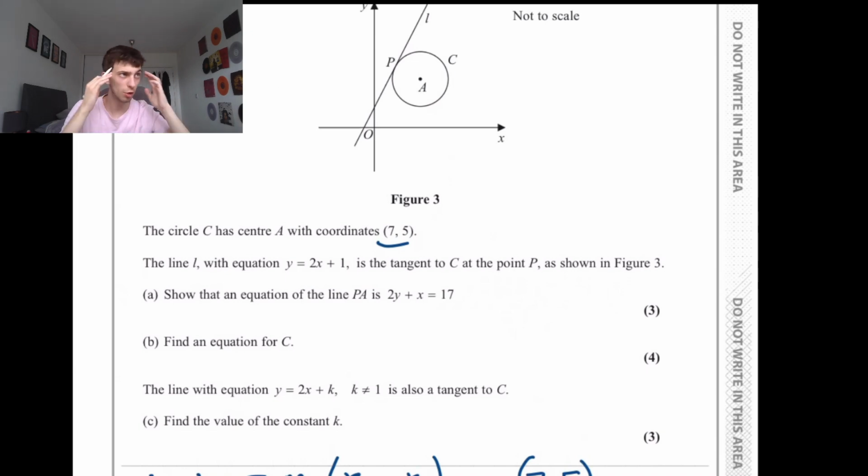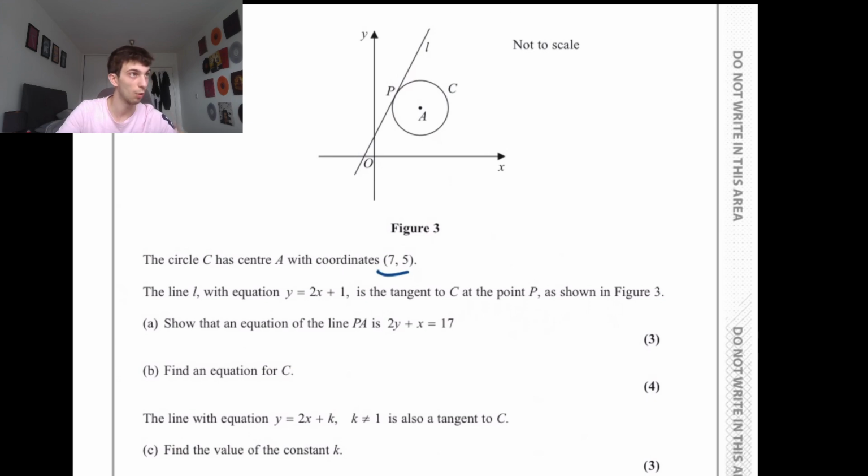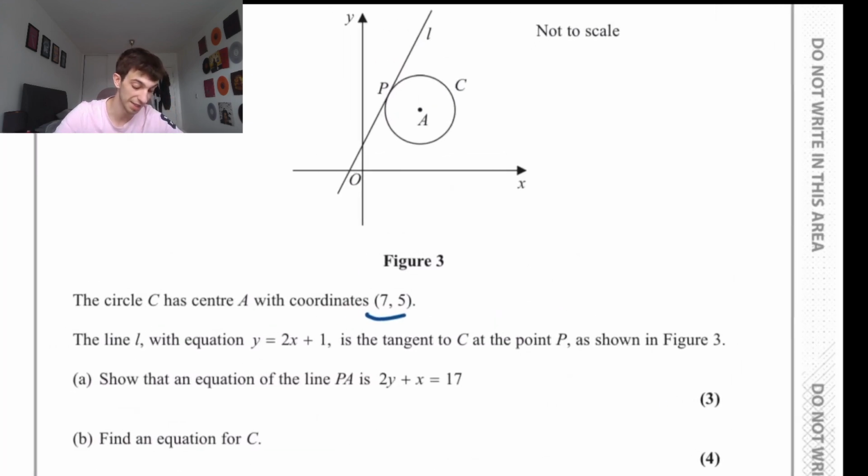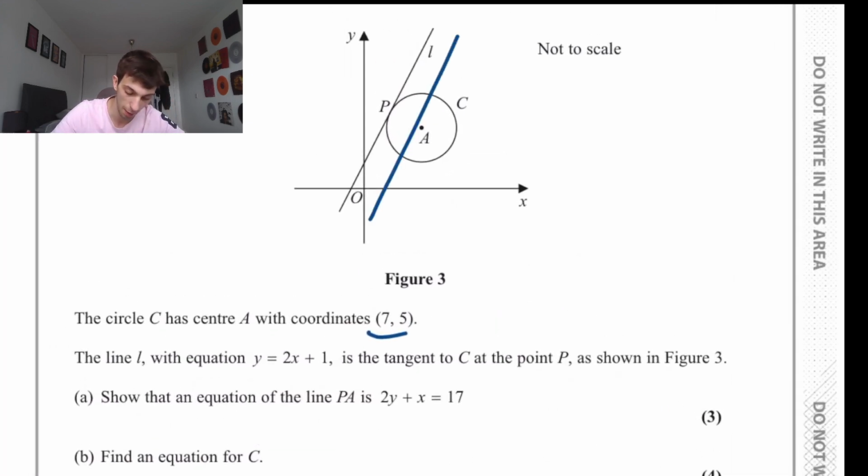So first things first, let's just try to draw what we're thinking here. We know it's going to be tangent, so it's going to intersect that circle at one point, okay? It has the same gradient, so we know the gradient is going to be the same, but we also know it will just touch the circle because it's going to be tangent. Therefore, more or less, that line will have to be going through here.